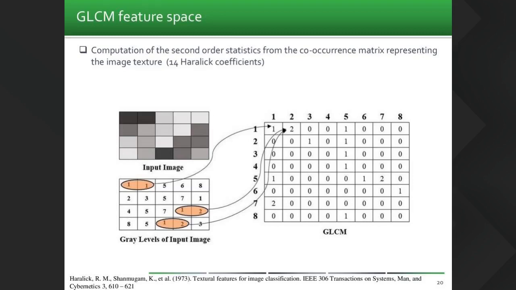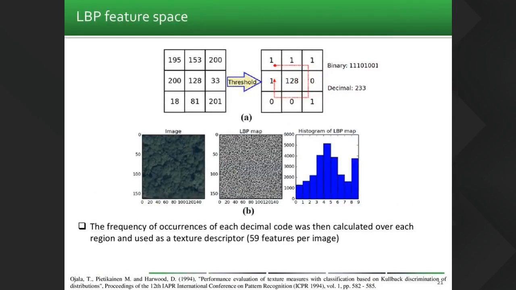The third textural method that we used to characterize the texture here is the local binary pattern. In the local binary pattern, we divide the image into small regions, and then each of the 8 neighbor pixels is compared with the value of the central pixel. If they are higher than this value, we put 1, and if they are lower, we put 0. Finally, we have for each region a binary code corresponding to a decimal number.